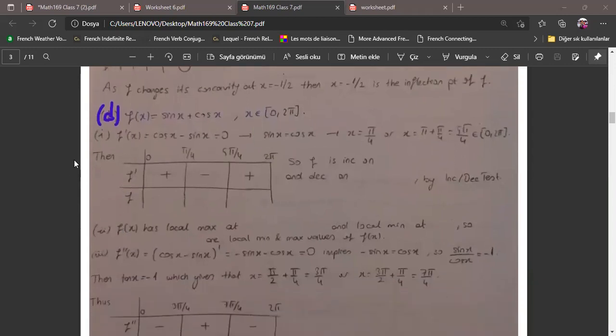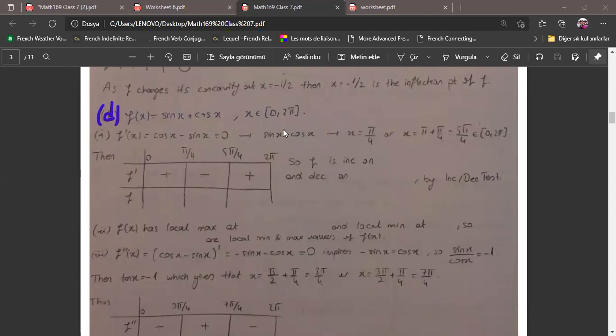Now, what about this? Part D. We're given sine x plus cosine x on this domain. So we have this restriction, okay? Now, first take the derivative. We have cosine x minus sine x and equate it to 0 to find the critical points. Thus, it gives that sine x equals cosine x.